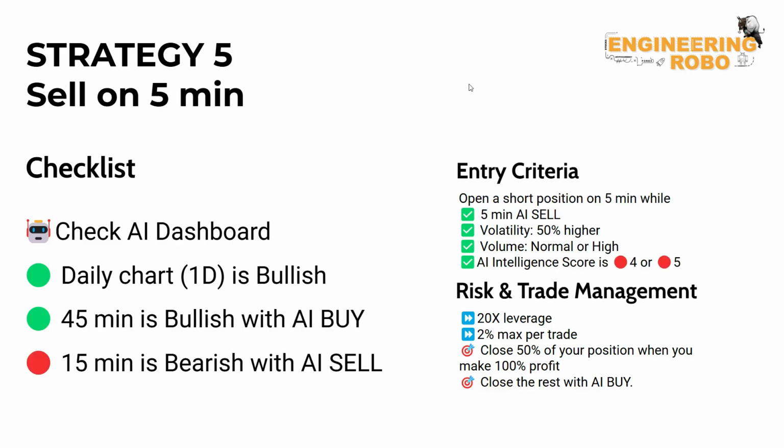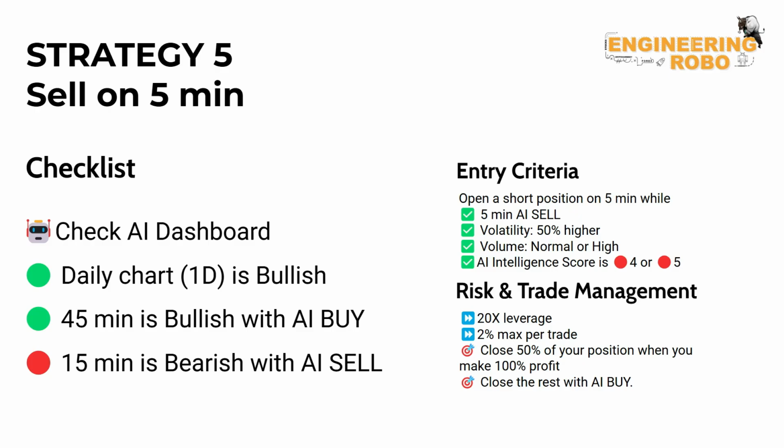Strategy 5. This is for short-term traders or scalpers that are looking to sell on the 5-minute. So checklist, again, the AI dashboard is key to everything that we are doing with EngineeringRobo. Daily chart is bullish. A 45-minute is also bullish with an AI buy signal. However, 15-minute is bearish with an AI sell signal.